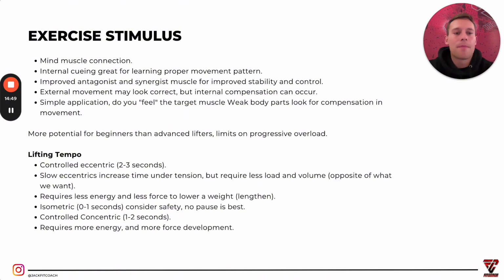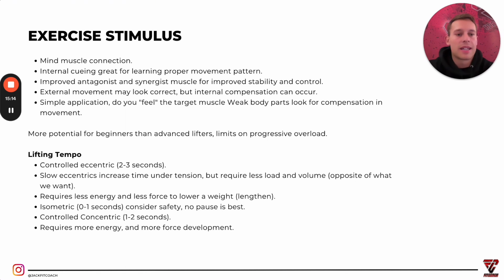Now, the isometric phase should be brief, 0 to 1 seconds for safety, with no pause generally being the best approach to maintain momentum and muscle engagement. That concentric phase, again, should be controlled, and lasts 1 or 2 seconds. It requires more energy and force development, crucial for building your strength and also your muscle.